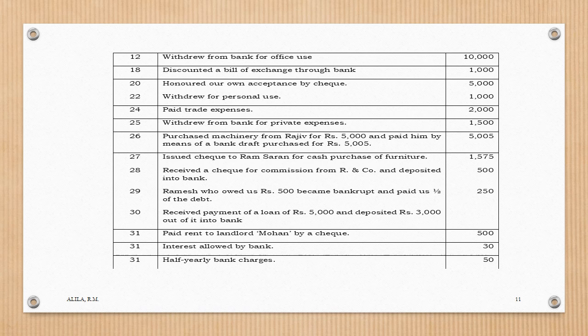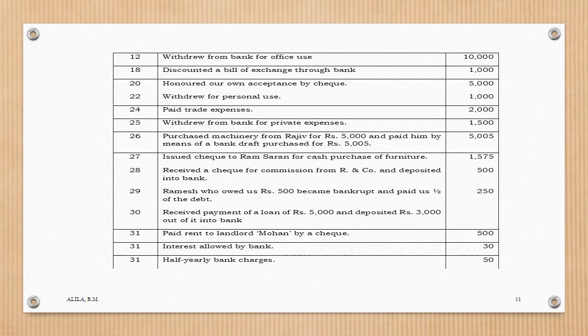Purchase 5,005. Issued check to Ram 1,575. Received check for commission from Hara and deposited in the bank, 5,000. Someone became bankrupt and paid us half of the debt, 250. Received the payment. Ramesh, who owed us 500, became bankrupt and paid us only half, that's 250.